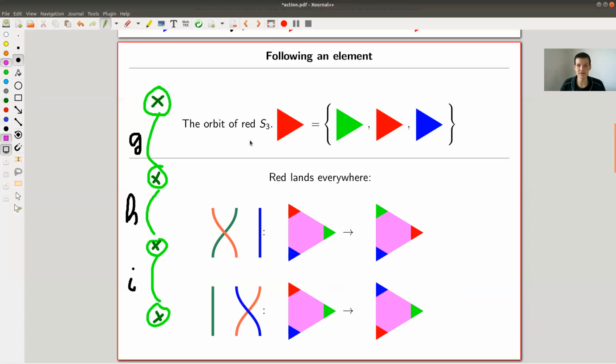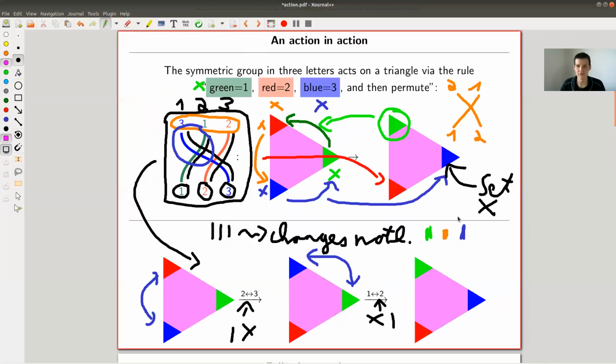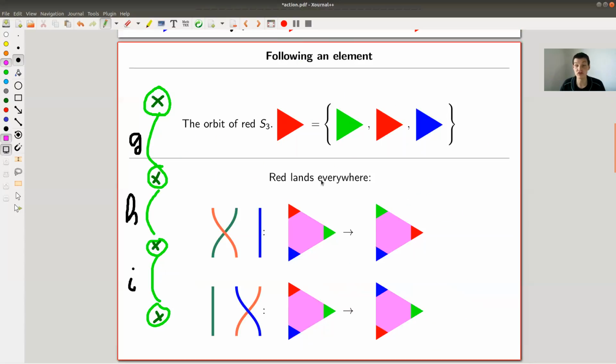So I fix my element, and I remember that my set here was this one. So my set X is actually green, red, and blue, or green triangle, blue triangle, red triangle. And I just decided that I like the red triangle the most, and I'll follow it through the group action. And what you will see here is that you hit all other triangles, because here are two elements that actually, so the first one, I only care about red. So the first one puts red at the position of green. So I write green into my set.